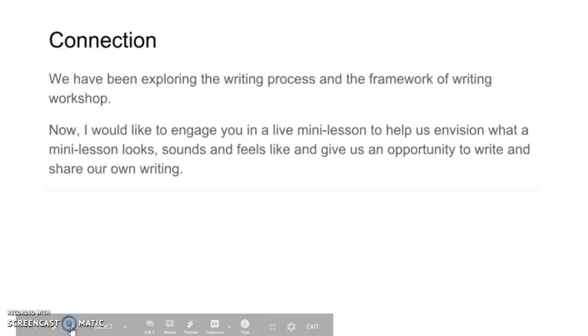As writers, we've explored the writing process and how it is different and unique to everyone. We're going to continue to explore writing in a writing workshop. So now I want us to engage in a writing workshop together. This is going to help us imagine what writing workshop feels like and sounds like, the parts in a writing workshop, but it'll also give us an opportunity to write and share our own writing with others in our class.